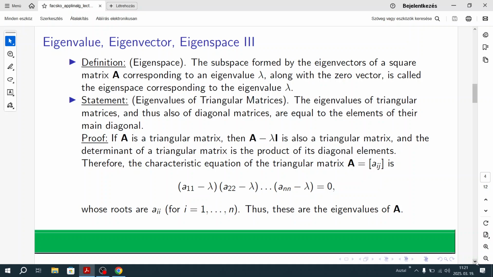So the statement is that the eigenvalues of triangular matrices, and of course diagonal matrices, are equal to the elements of their main diagonal. Actually, this is logical. If A is a triangular matrix, then A minus lambda times the identity matrix is also a triangular matrix. And the determinant of a triangular matrix is the product of its diagonal elements. So you can write that equation, and these are the eigenvalues of A.